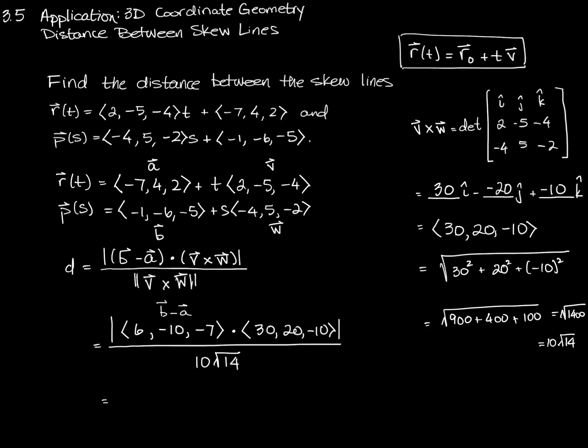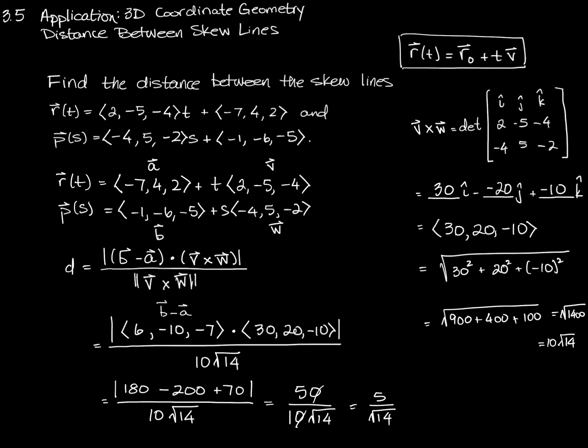So all that's left now is this dot product. So let's see, 6 times 30 is 180. Negative 10 times 20 is negative 200. Negative 7 times negative 10 is positive 70. That will still be over 10 root 14. That is, 180 minus 200 plus 70 is 50. It's already positive, so I can drop the absolute value bars at this point. And when I reduce this, I get 5 over root 14, which works out to be about 1.336. And that is the shortest distance between these two lines in R3.